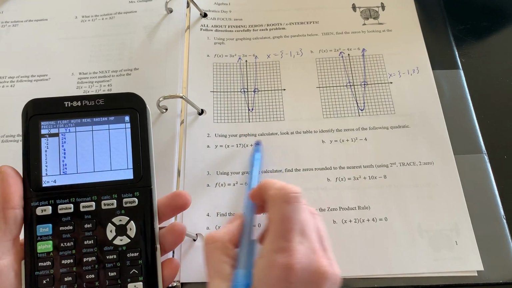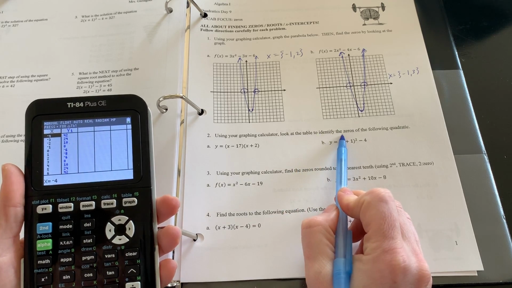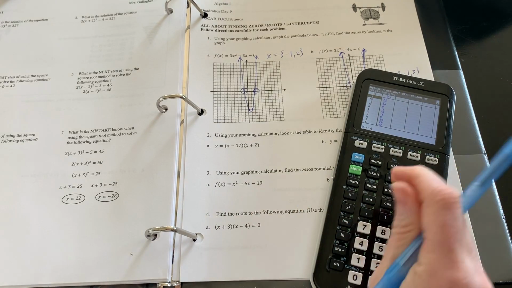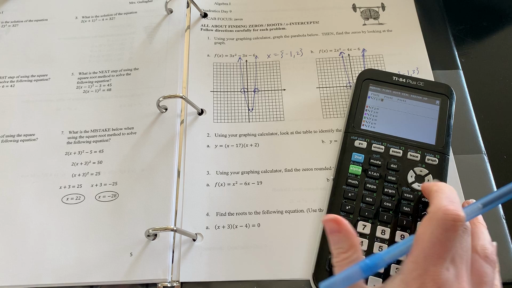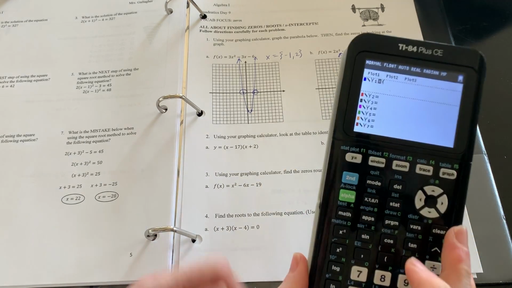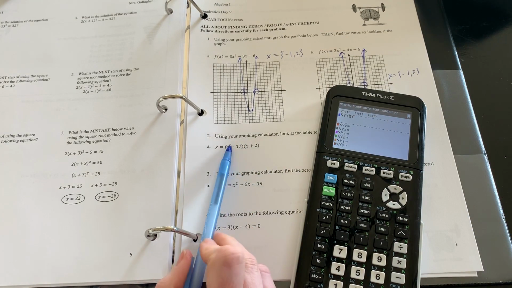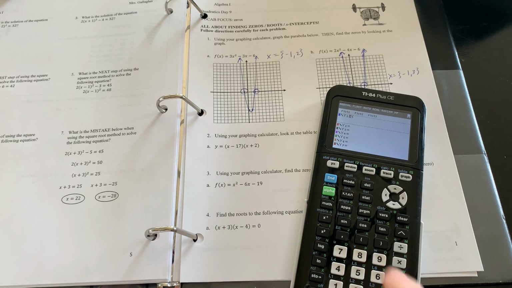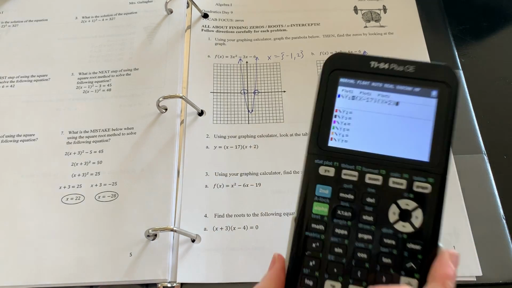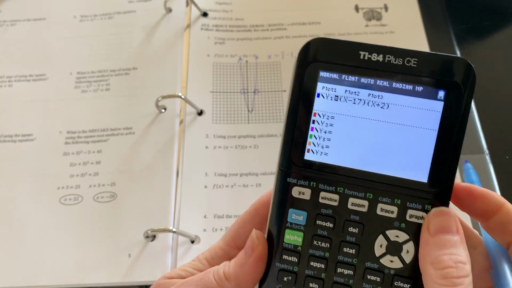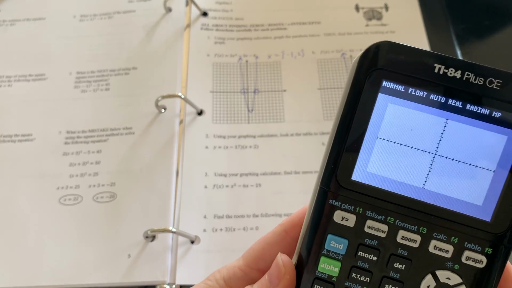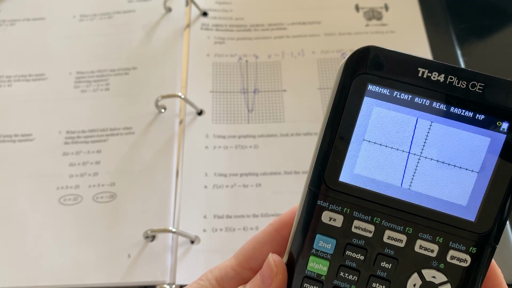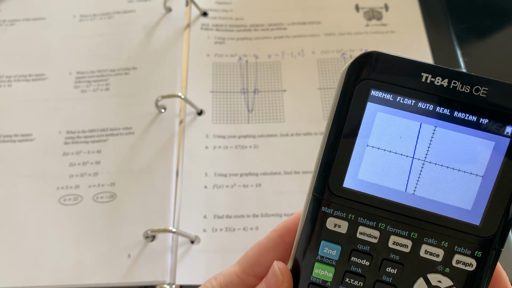Now using your graphing calculator, look at the table to identify the zeros. Zeros, roots, x-intercepts, where y is 0, basically all the same. In this case, it's not as obvious that it's quadratic, but when I were to distribute it, it would be a quadratic. So x minus 17, I'm just going to type in just as is, and x plus 2, there's my equation. Graph it, make note that it is a quadratic, it is a parabola, and my interest right now is where the zeros are.